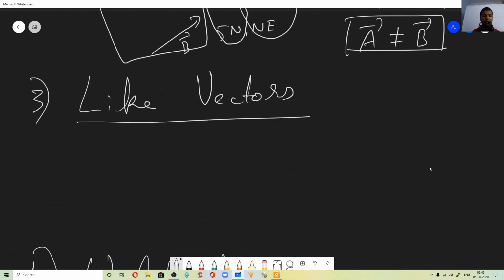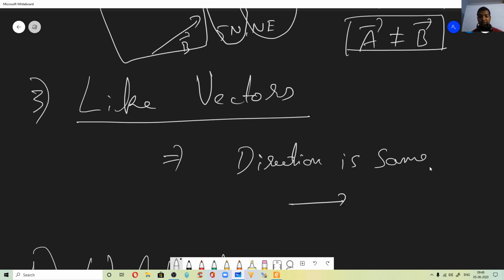Like vectors are really simple. If the directions of two or more vectors are the same, then we will call them like vectors. Direction is the same, right? So you can say vector A is some 6 Newton and it is in the east direction. So 6 Newton east, then you have vector B which is say some 4 Newton and it is east.